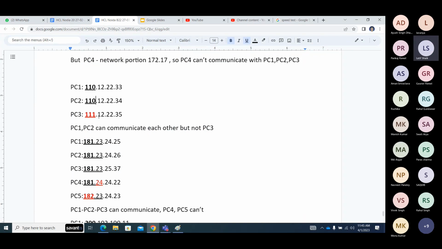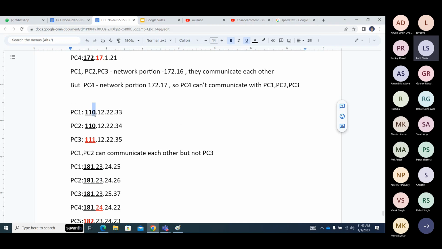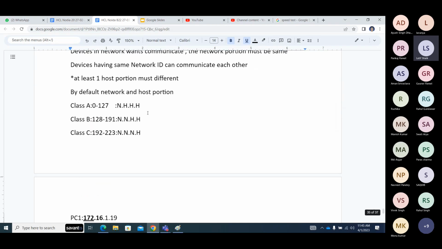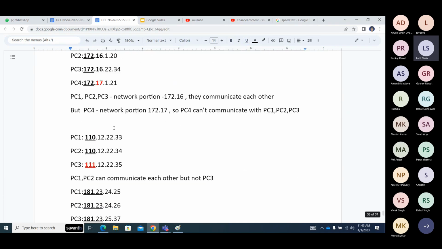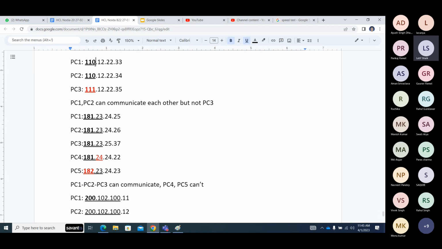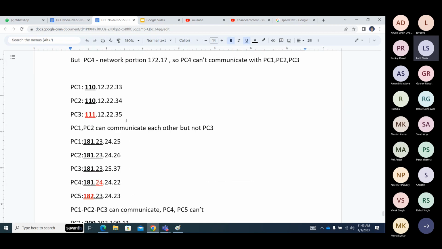Guys, in this example, it is a class A IP address. In class A, the first portion is the network portion. Look at the first portion, 110. PC1 and PC2 communicate with each other, but not with PC3. Why? Because their network portion is different from PC1 and PC2.